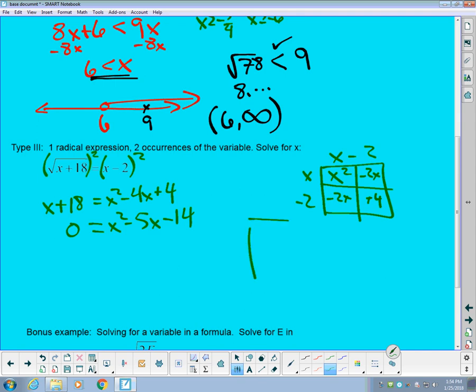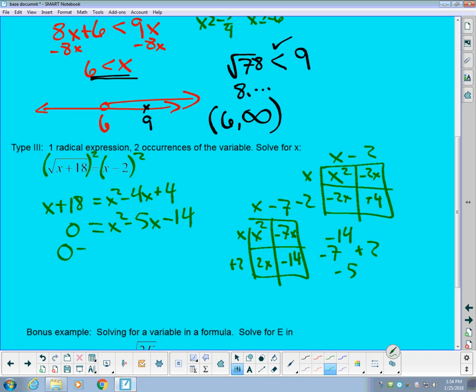Hopefully that will factor. We can check that with the area model as well. Got an x squared and a minus 14. And so this would say, got to multiply to negative 14, but add to negative 5. That sounds like a negative 7 and a positive 2. So negative 7x there, 2x there, x plus 2 minus 7. So 0 is equal to x minus 7 times x plus 2.